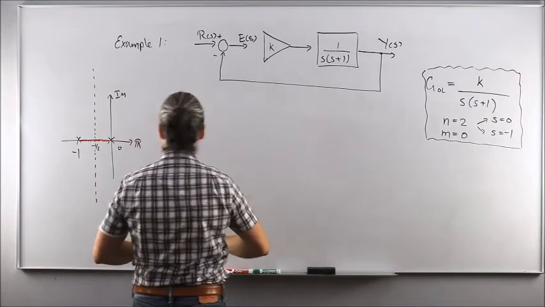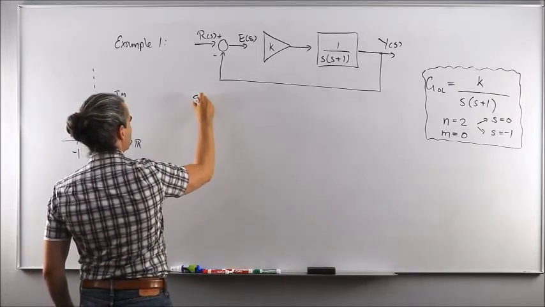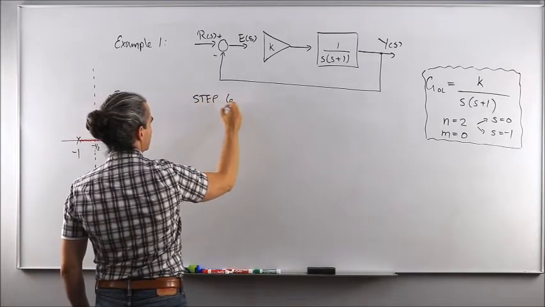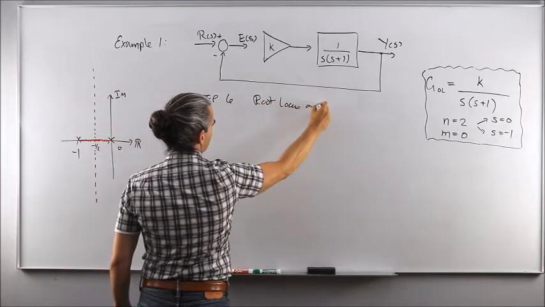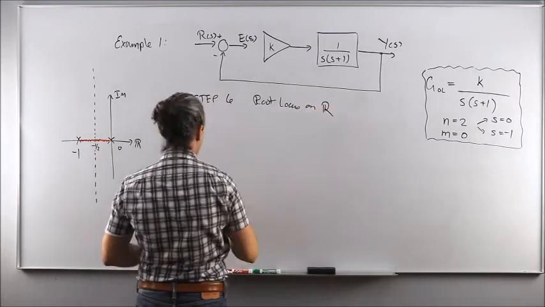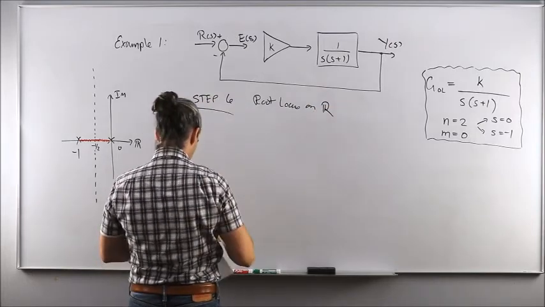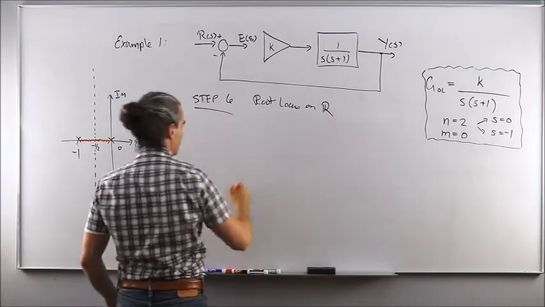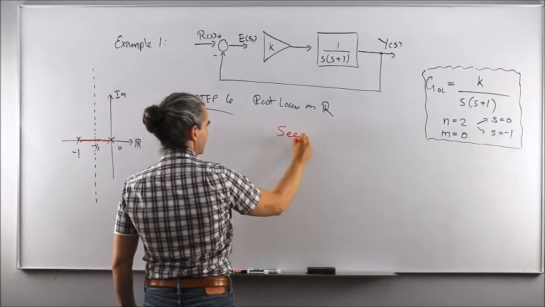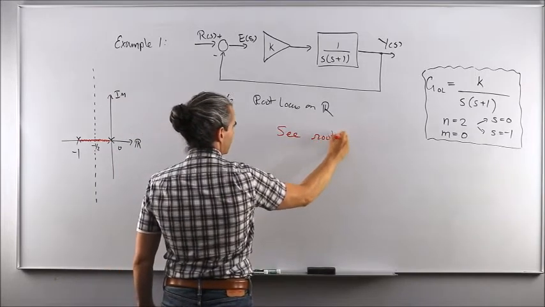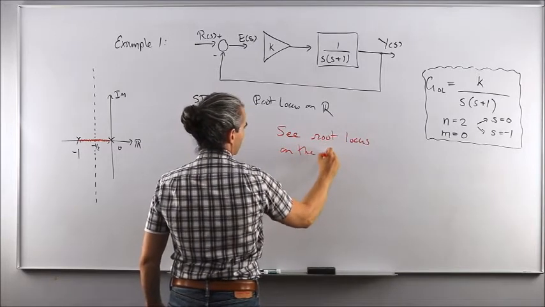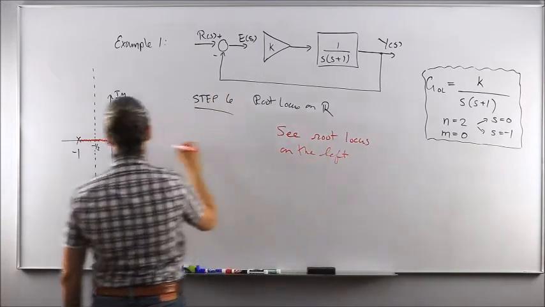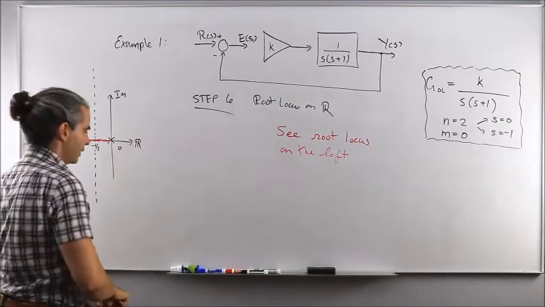So that is step 6, root locus on the real axis. I'm going to just say C, root locus on the left in red, okay? That's what I did.